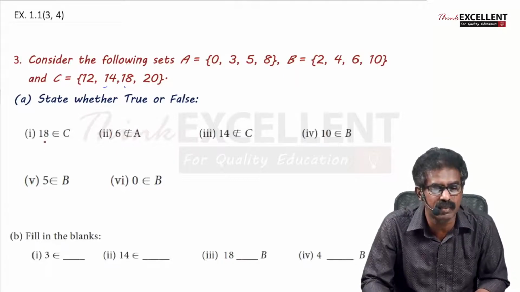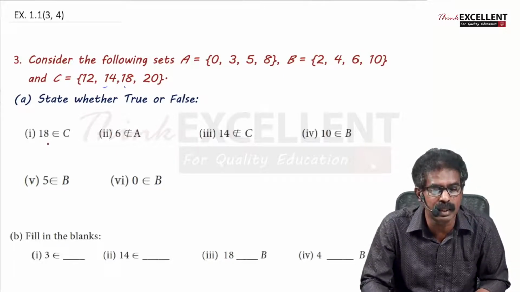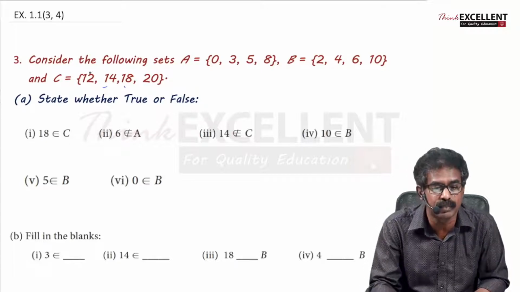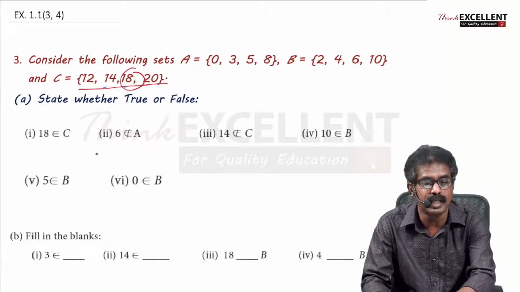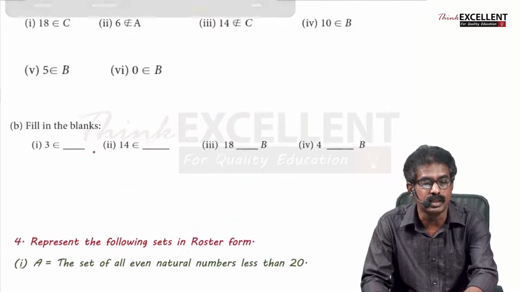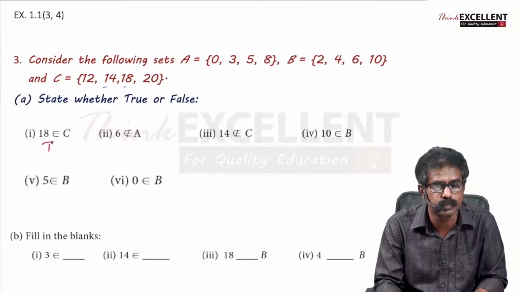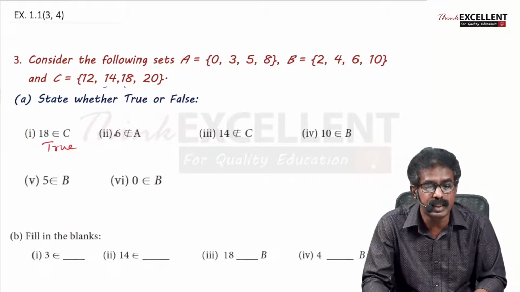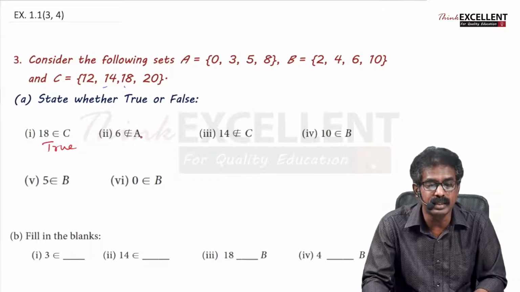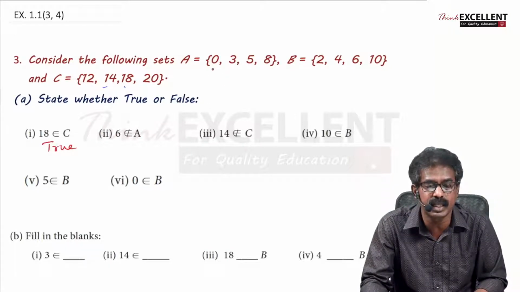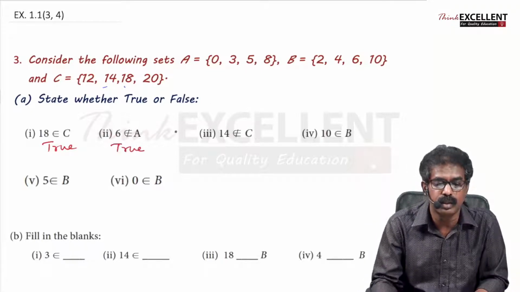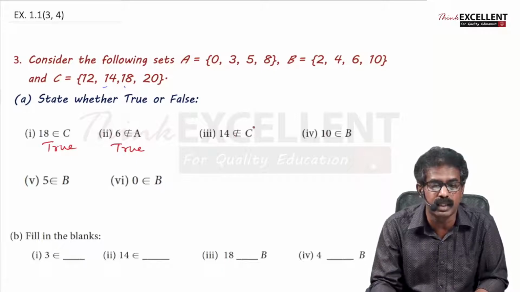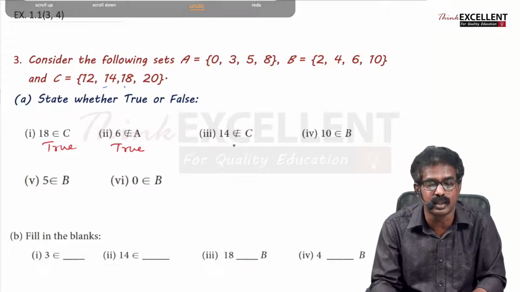See the first statement, what they given, 18 is an element of C. 18 belongs to C. What is C? This is C, right? Check whether 18 is there. Yes, 18 is there. So 18 is an element of C. It is what? True. See the next one. 6 does not belong to A. 6 is not in A. See what is A? Which contains 0, 3, 5, 8. 6 is not there. Yes, it is true. Third one, 14 does not belong to C. In C, 14 is there. How can you say not belongs to, right? So it is false.